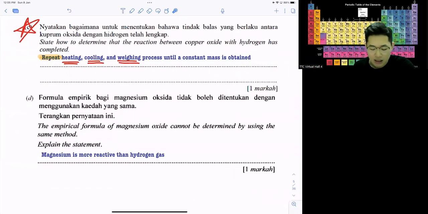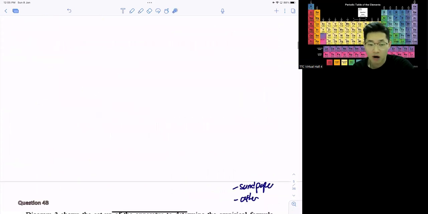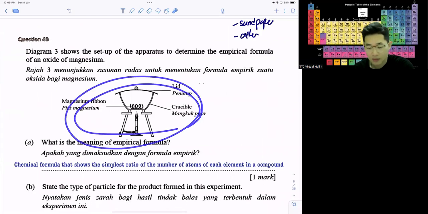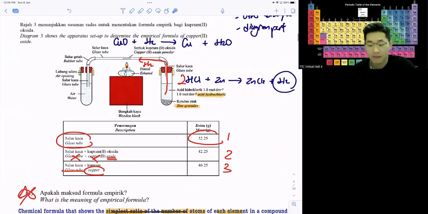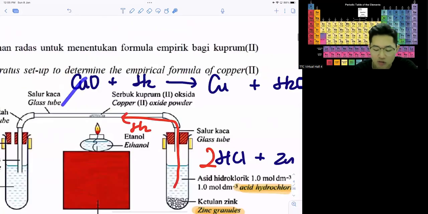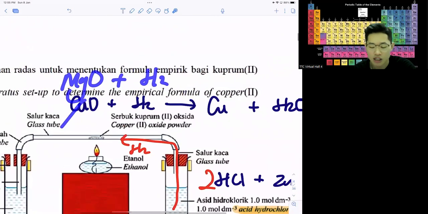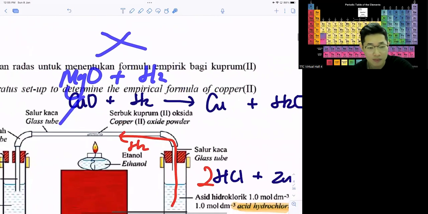Next. This is also a popular question. Empirical formula of magnesium oxide cannot be determined by using this method. So as I told you, magnesium oxide is supposed to use this method. So why can magnesium oxide not use this one? The reason is because if I change this to magnesium, magnesium and hydrogen are not going to have a reaction.